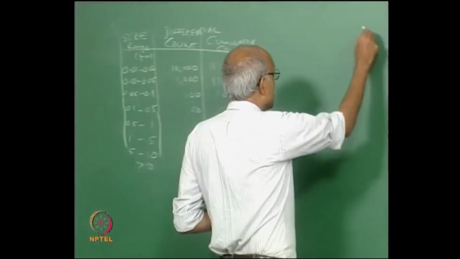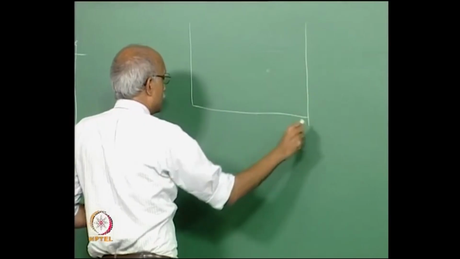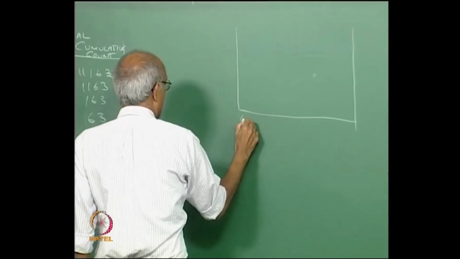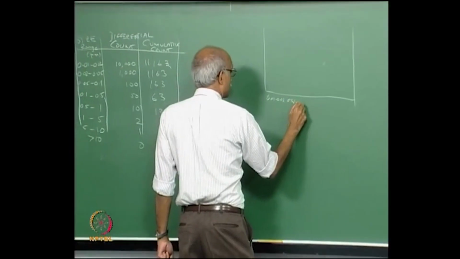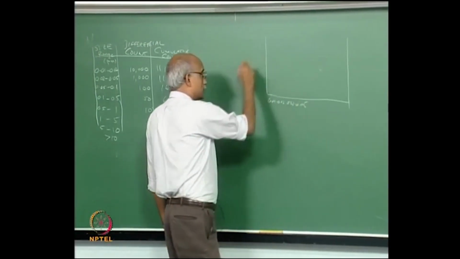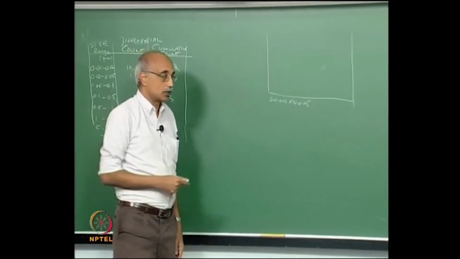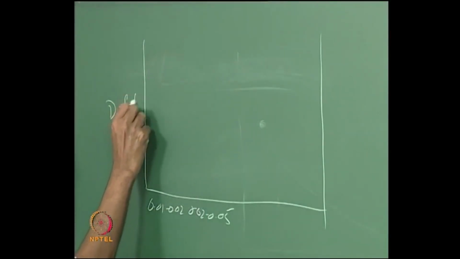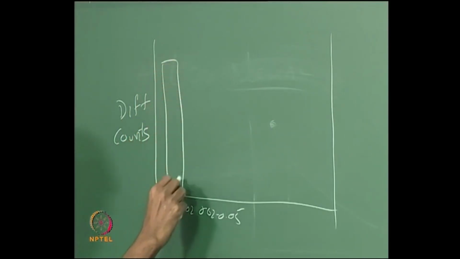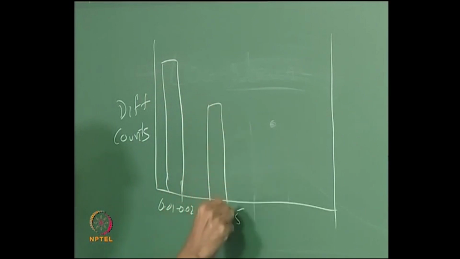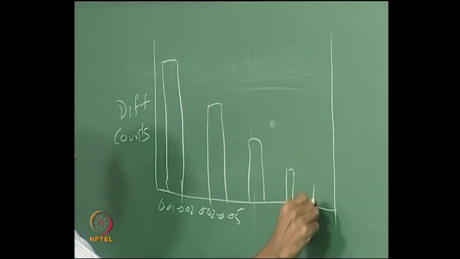So, in this case the simplest graph would be a histogram, where in the first you could plot 0.01 to 0.02, 0.02 to 0.05 and so on, and on this axis you plot, let us say, the differential counts. So, you will have a big bar followed by a smaller bar followed by a smaller bar and so on, right. So, this is a simple histogram representation of the data.